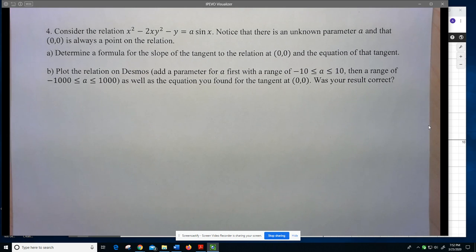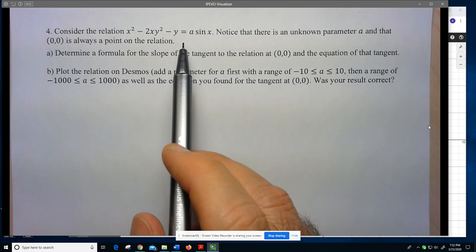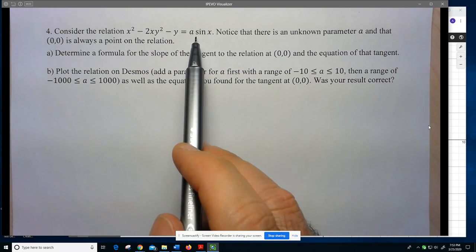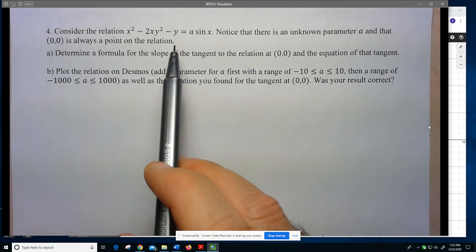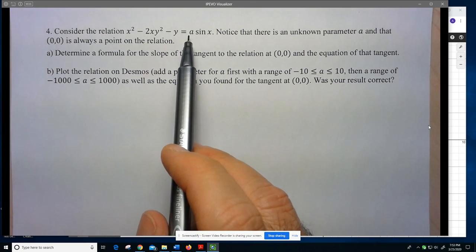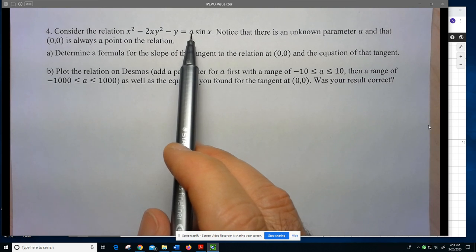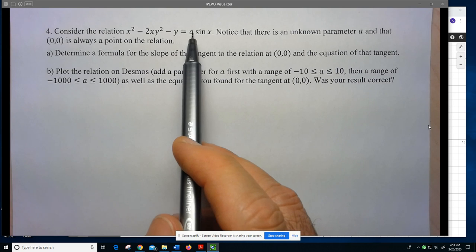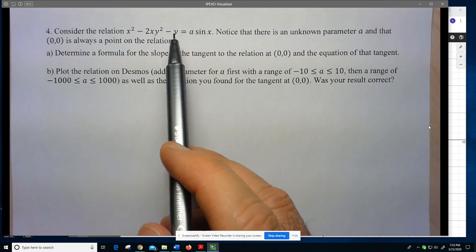All right, so here they're giving us this relation, but something interesting is that we have the constant in front of sine x that is not a specific number. That means it can take on any value, since there are no restrictions given on this a value. And they want us to also notice that (0, 0), regardless of the value of a, is always a point on this relation. So let's just check that real quick.